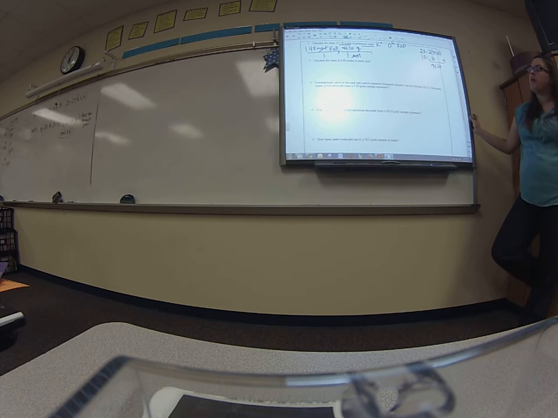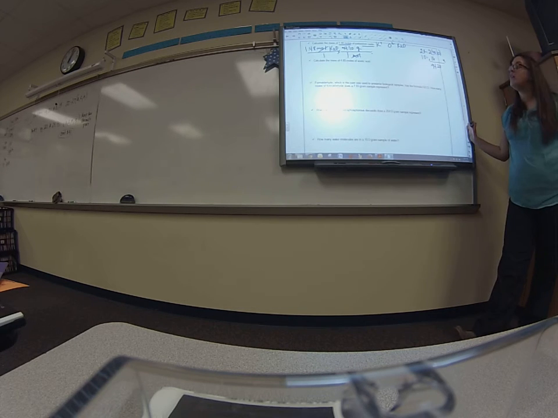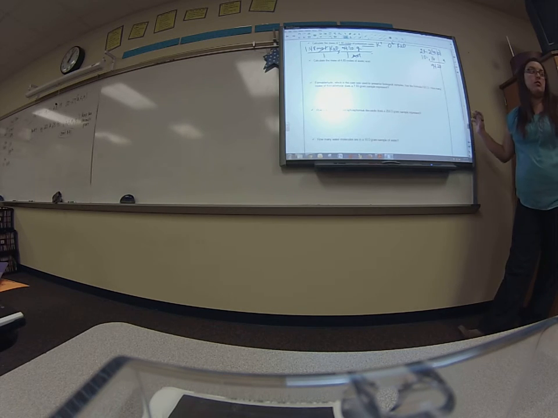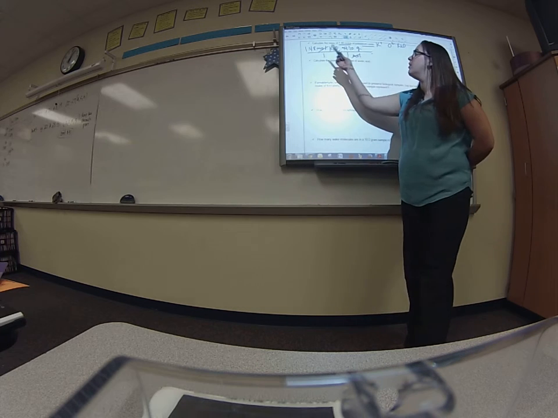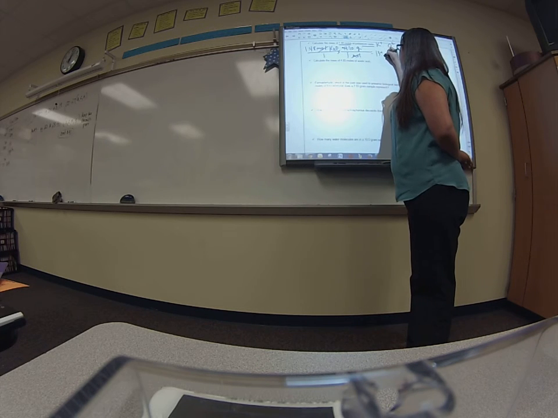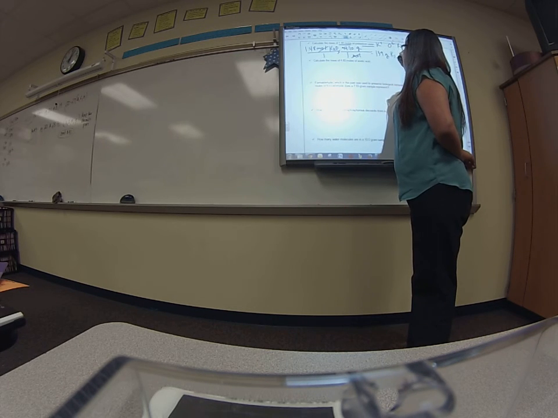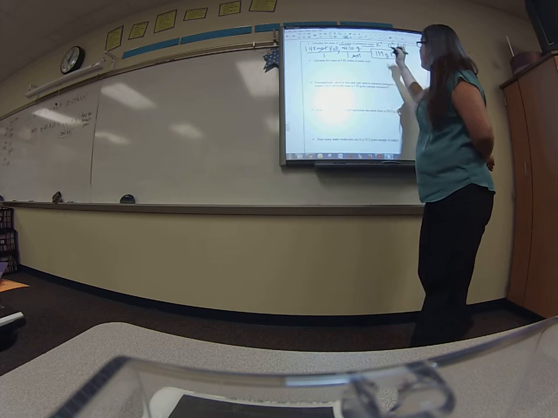So 1.48 times 94.20. And think sig figs. How many sig figs should my answer have? 3. 1.48 would be 3. It would be 139. So 139 grams of K2O. That would be my final answer.